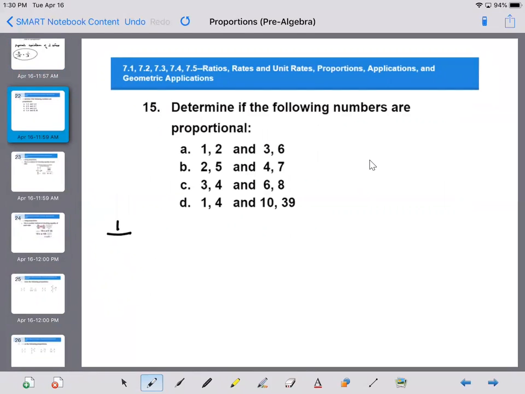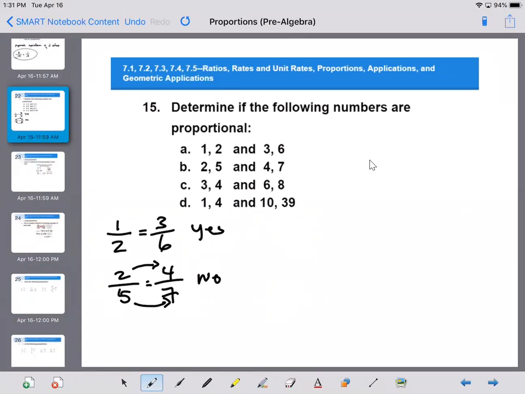So part A is, we're saying 1/2. Is it proportional to 3/6? And the answer is yes. 2/5 is equal to 4/7? Well, 2 times 2 gives me 4, but 5 times 2 does not give me 7. So part B is a no. They're not proportional. 3/4, 6/8. 3 times 2 is 6. 4 times 2 is 8. So you could look at it that way. So this would be a yes, they are proportional.